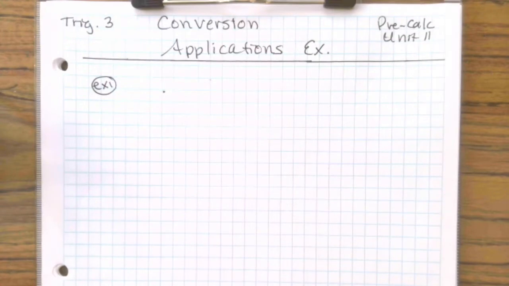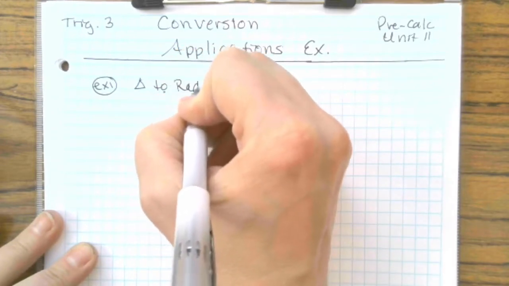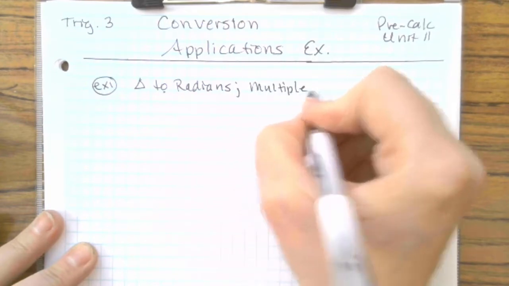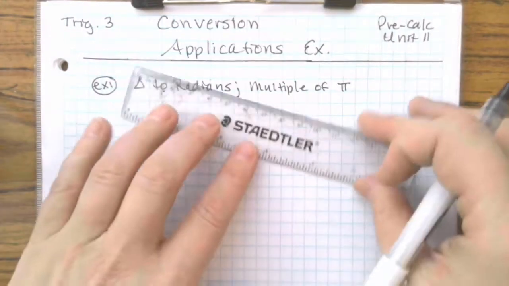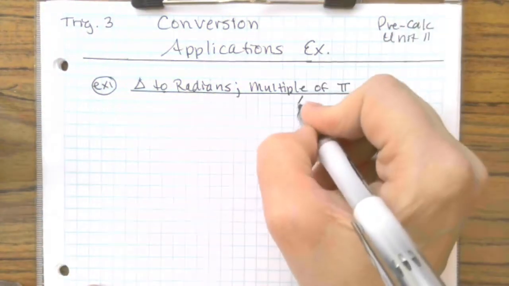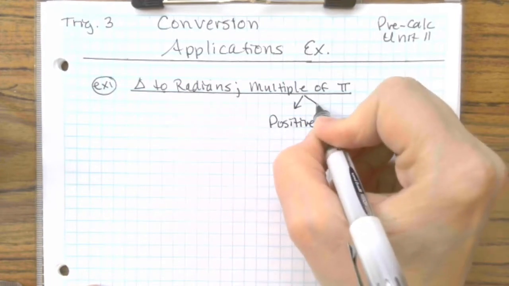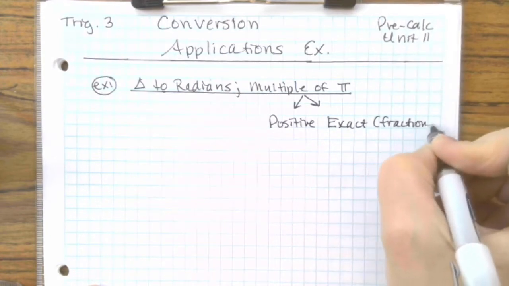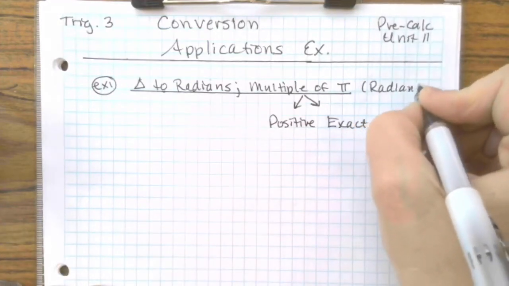Okay, so one example of a problem you're going to get, they're going to give you a degree measure, and they're going to want you to change it to radians. And then they're going to say they want it to be a multiple of pi. So of course the first thing you need to know is what are they talking about to be a multiple of pi? Well, being a multiple of pi means two things. First, your angle measure must be positive. And second, it must be exact. So we're talking fractions. And because we're talking multiples of pi, automatically your brain should go to radians.